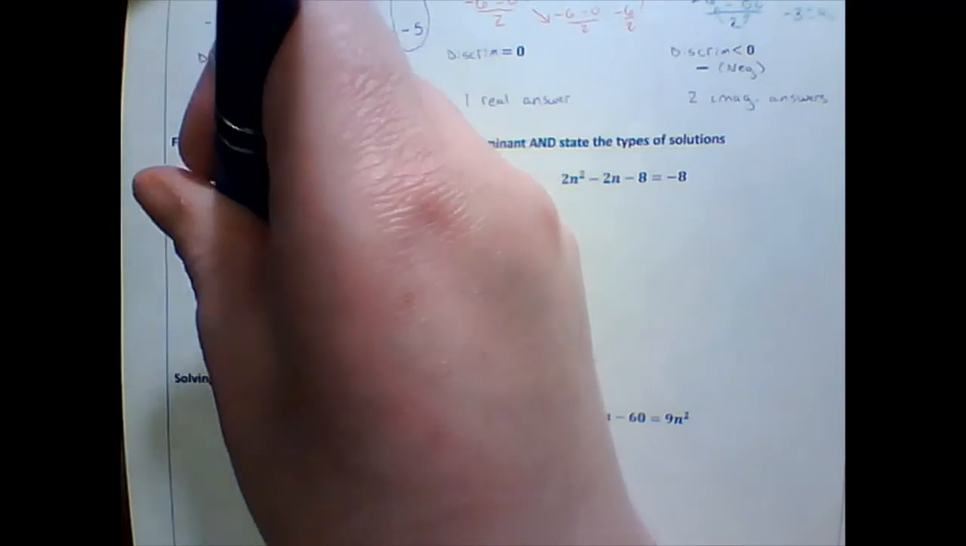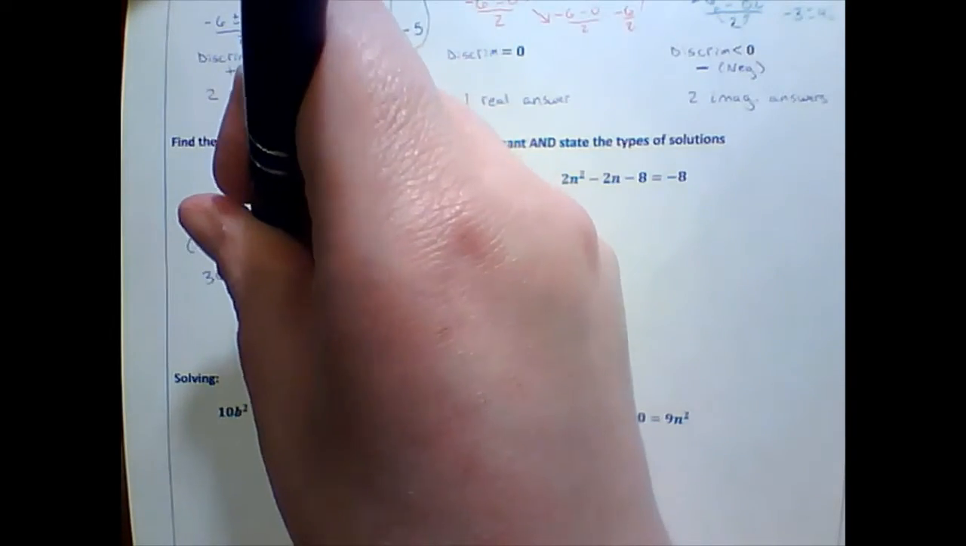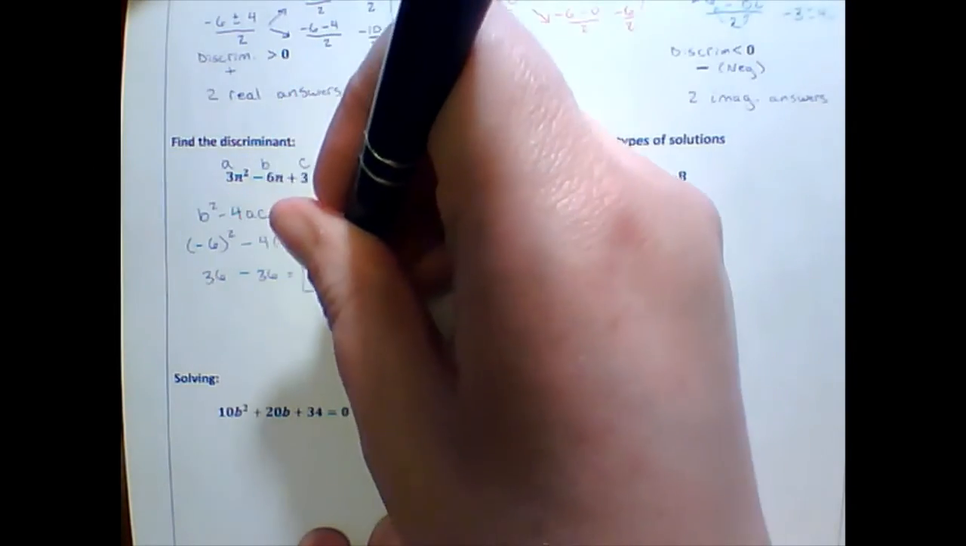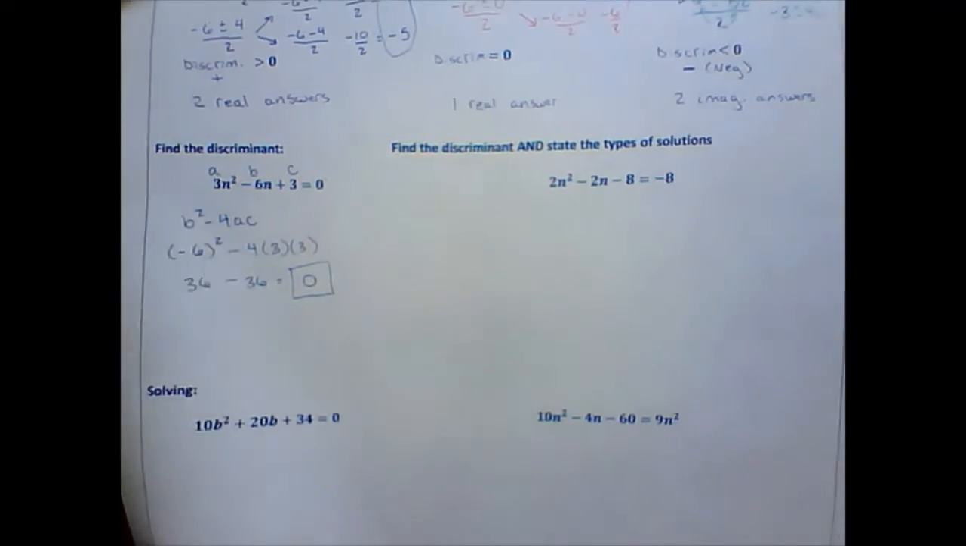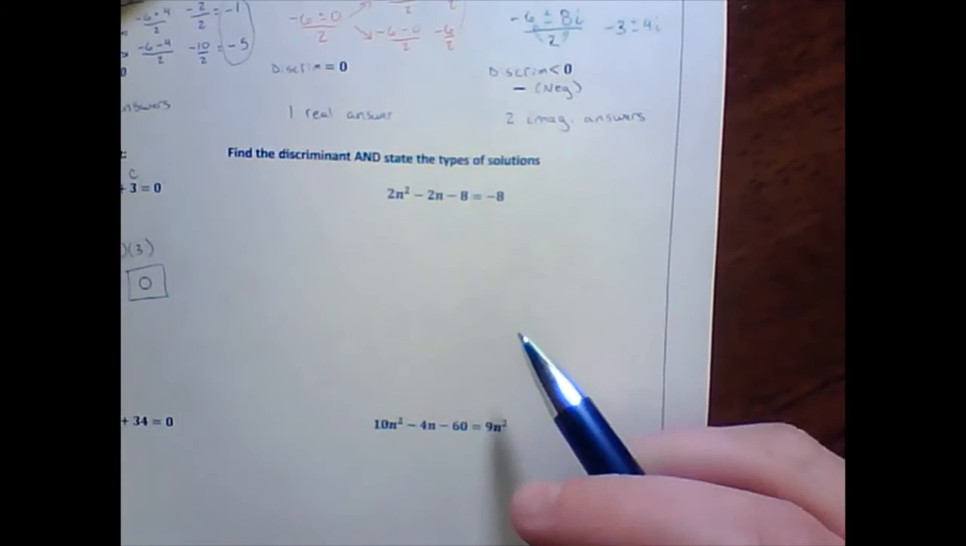Now, this is the thing that would normally be under a radical, but we just want to know what it is, because this is what chooses our answers. So 36 minus 4 times 3 times 3, another 36, 0. The discriminant is 0, and we're done. That's the first part of your worksheet. Just find it.